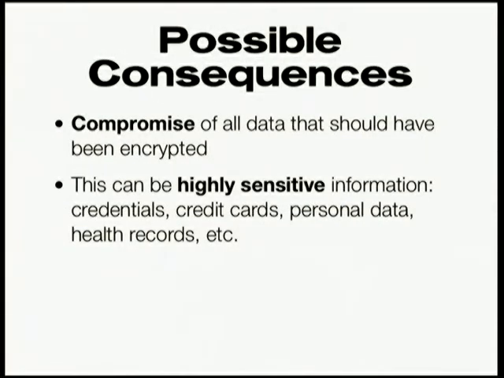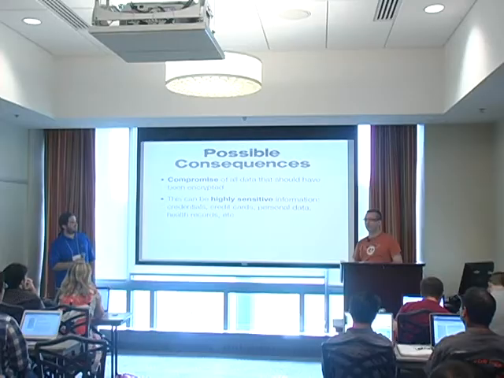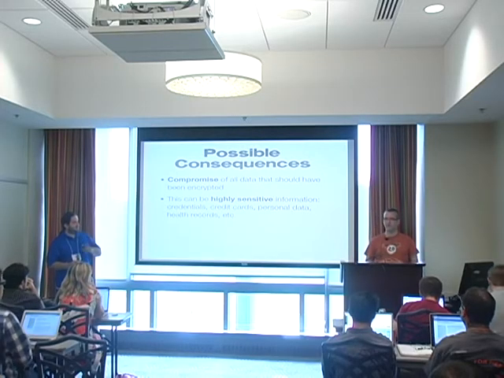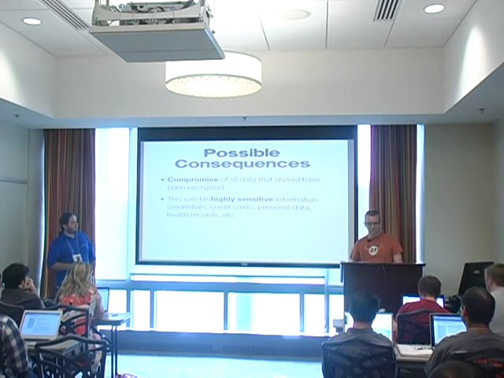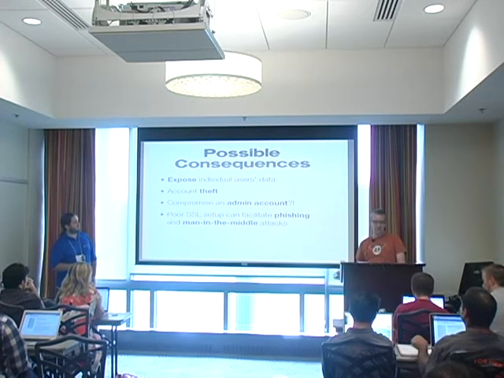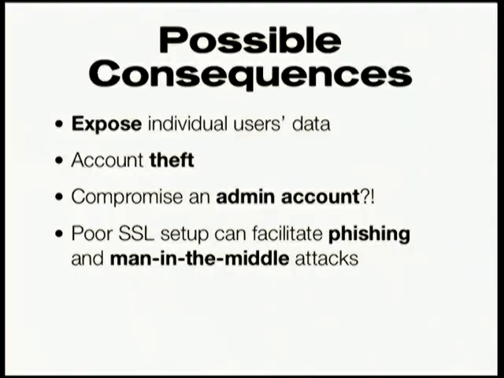So some bad things that can happen to you include compromise of all your data that should have been encrypted, like LinkedIn, and it can be highly sensitive, right? So we're talking about stuff like your login credentials, credit card information, personal data, health records, all these kinds of things that you really, really, really don't want someone else to have about you. They can expose individual users' data. You can have accounts being stolen. What if you were able to compromise an admin account this way? That could be bad news.